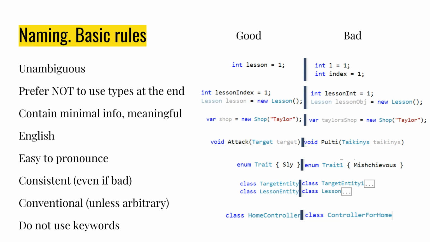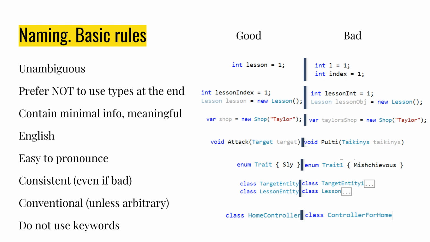And let's see examples of good naming. Names should be unambiguous, like names for a single character, or something like index when there is a lesson entity, and let's say a lesson index, and you name one index and the other one lesson int or lesson object. Well, it's ambiguous, and it could be better named. So on the left you see good examples, and on the right you see bad examples.